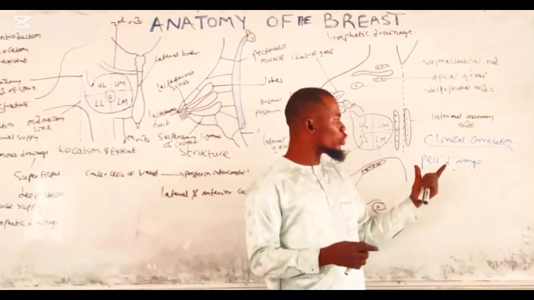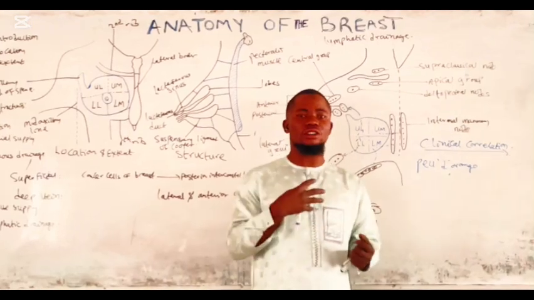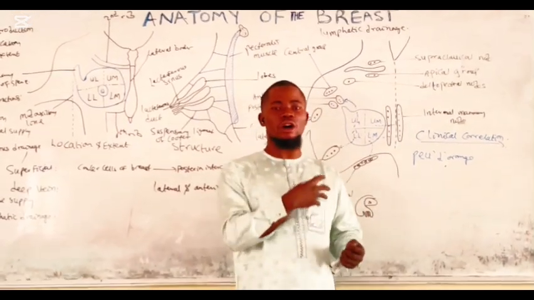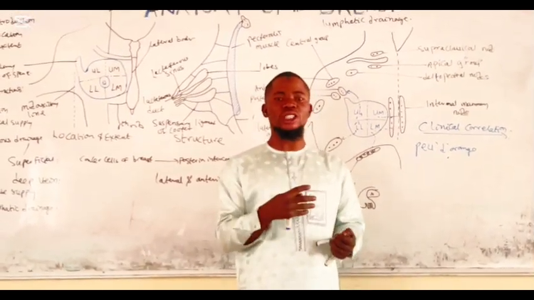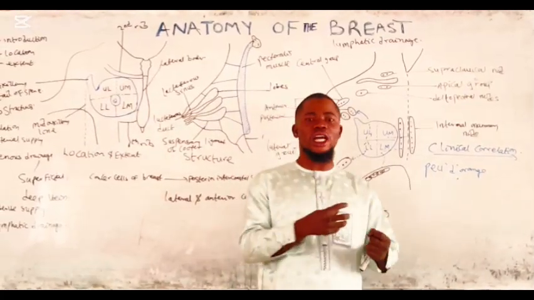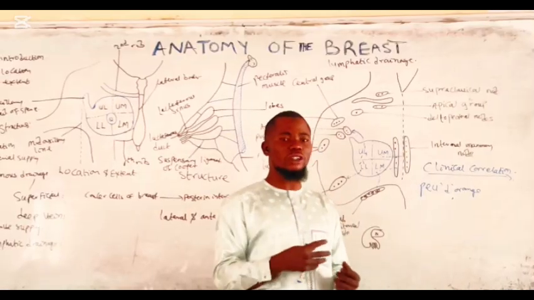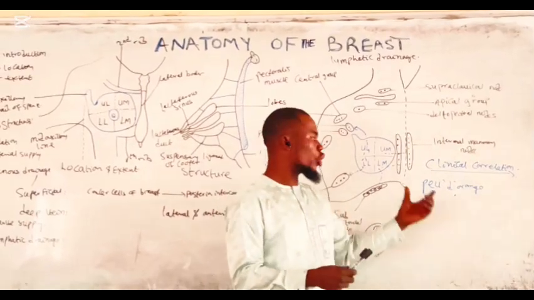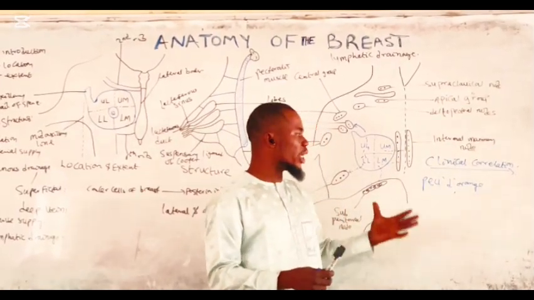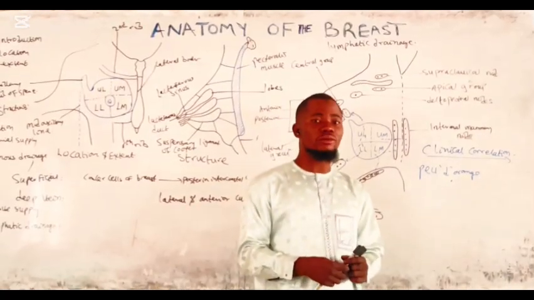Another clinical feature of breast cancer is the retraction of the breast. That is due to the infiltration of the suspensory ligament of Cooper. Also, the breast becomes solid and immobile as a result of the infiltration of the suspensory ligament of Cooper. So, breast cancer is one of the most important clinical correlations of the breast.